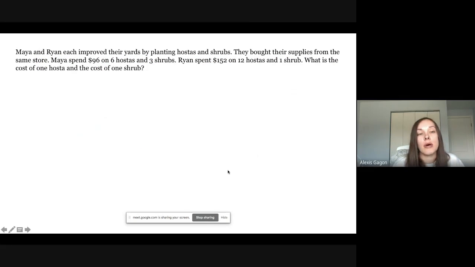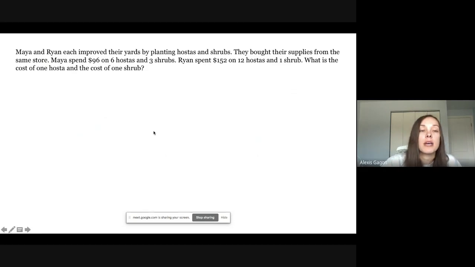So if we look at this one, Maya and Ryan each improved their yards by planting hostas, which I don't even know what that is, and shrubs. They bought their supplies from the same store. Maya spent $96 on 6 hostas and 3 shrubs, and Ryan spent $152 on 12 hostas and 1 shrub. We want to know the cost of each.